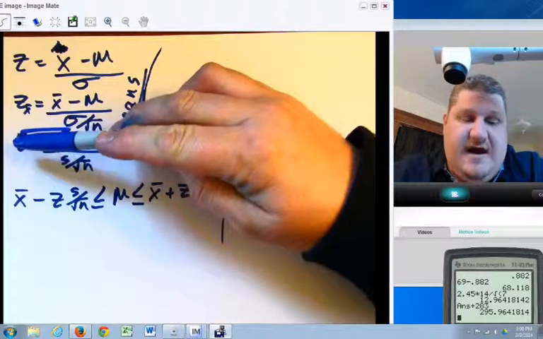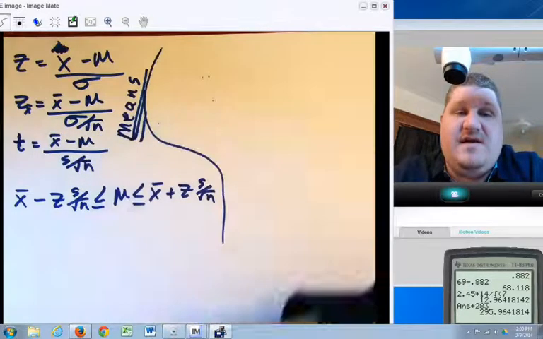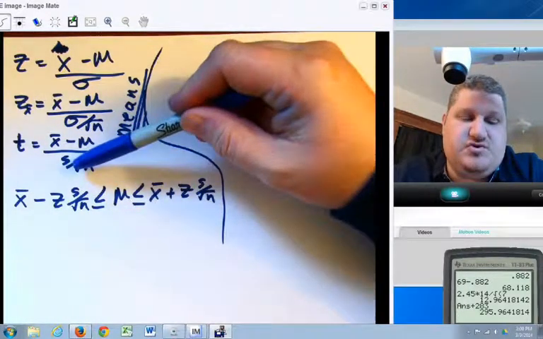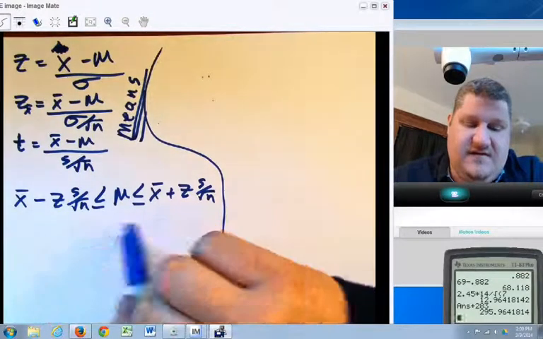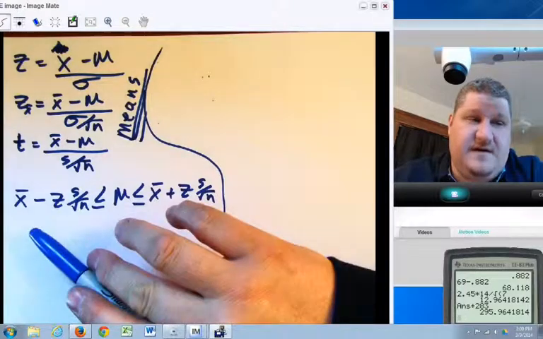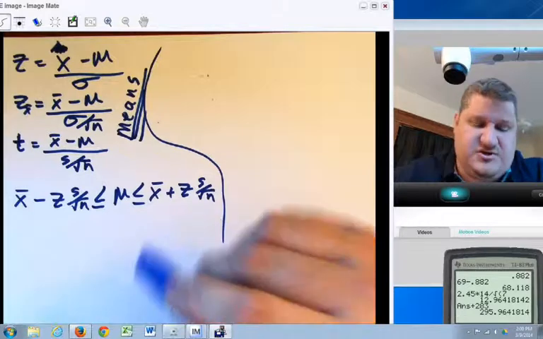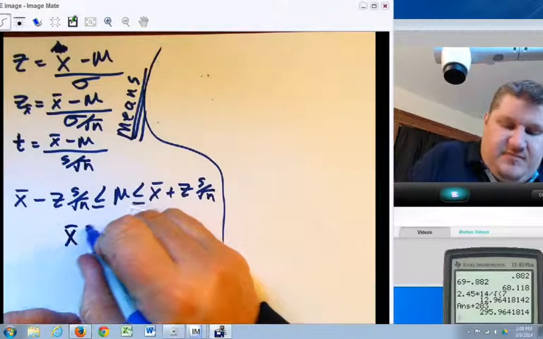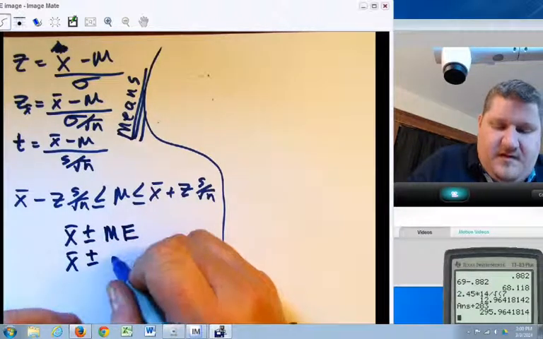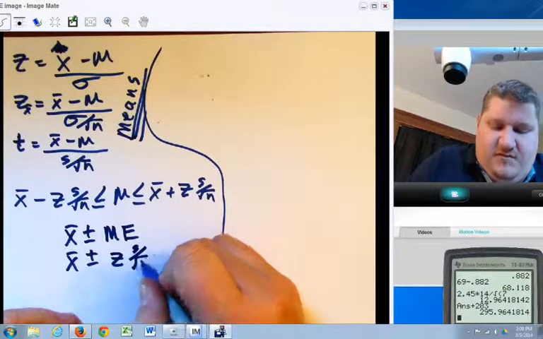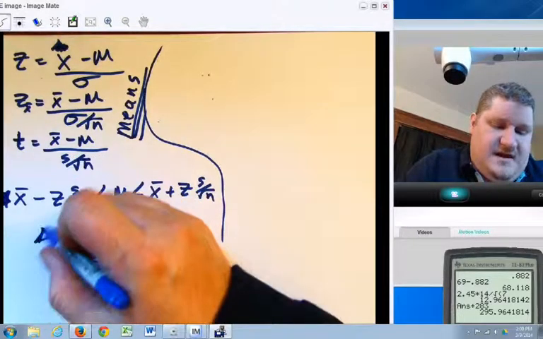Additionally, you have t equals x bar minus mu over s divided by square root of n, but that's only if you have smaller samples or you do not have the population standard deviation. Additionally, we did the confidence intervals, and with confidence intervals, we come up with this big equation here, which could also, of course, be written as x bar plus or minus the margin of error, or x bar plus or minus z s over square root n. All three of these mean the same thing.